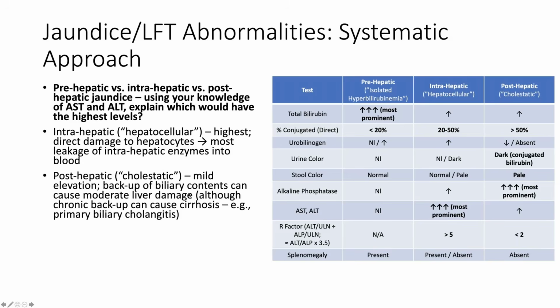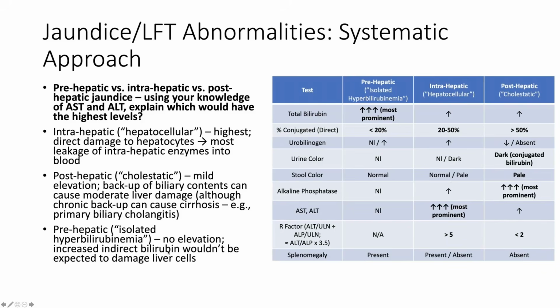So post-hepatic might have a mild elevation, right? Oftentimes you'll have a little bit, which is why I think people get confused, because there will still be some elevation even in post-hepatic, presumably because you still get some damage from cholestasis if you get backup of bile, although it's not nearly as much as it is in intrahepatic. So pre-hepatic has virtually no elevation. The reason why it's called isolated hyperbilirubinemia is because that's basically all you see: the increase in bilirubin that is indirect.